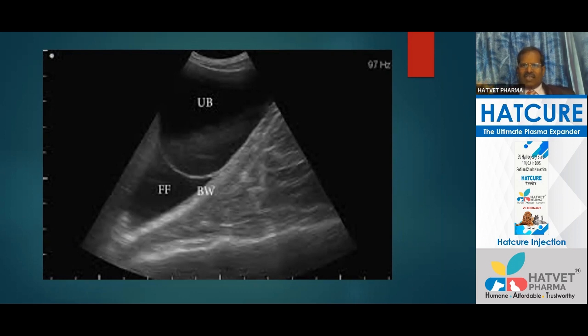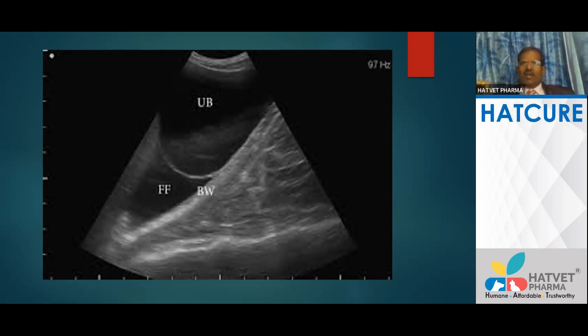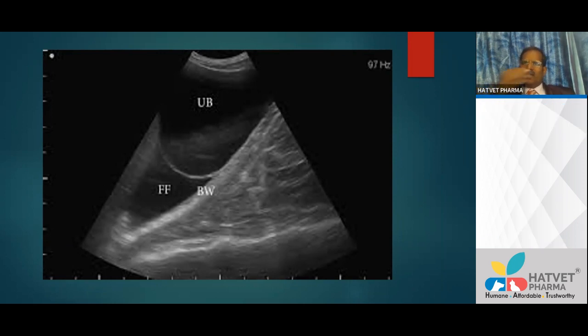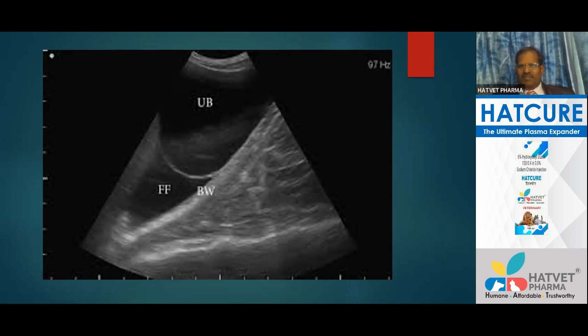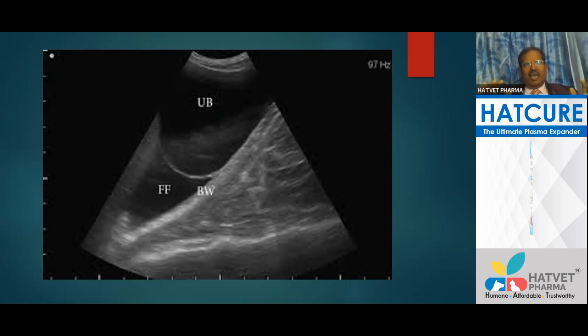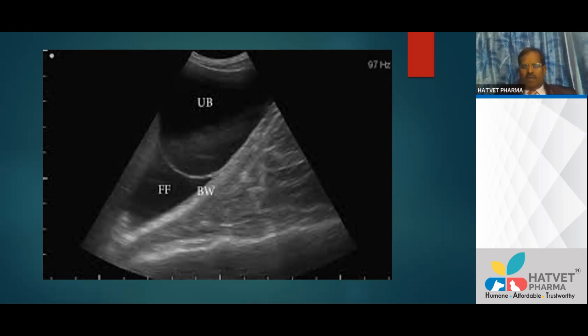Whenever an animal meets with an accident, there are occasions when you will get accumulation of blood in the abdominal cavity. You can grade the severity depending upon the accumulation of fluid at the points I mentioned. If it is one place, mild; two places, moderate; three places, severe. That is how you can identify the severity of accumulation of blood or fluid in the abdominal cavity.